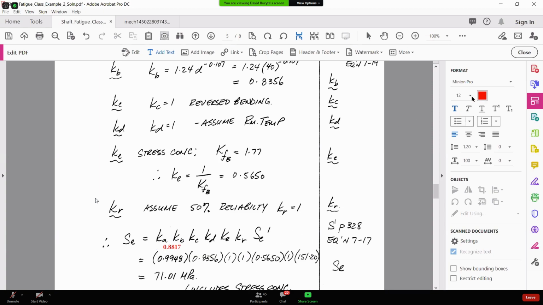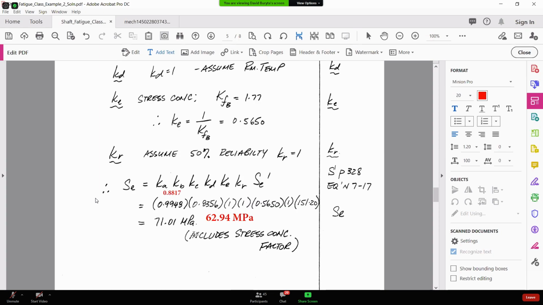And then what do you get? 62.94. Okay, so there's a little bit of a difference, okay? So it'll affect your answer a little bit. So just remember that this includes the stress concentration factor, okay?